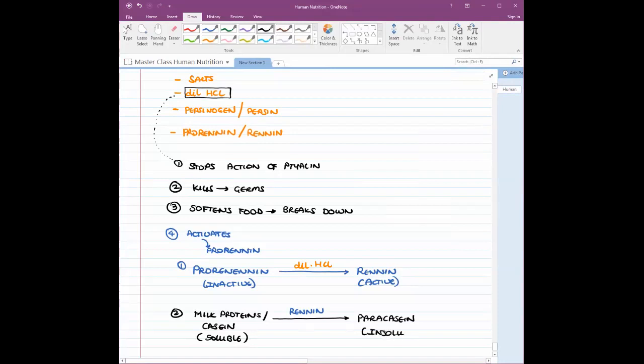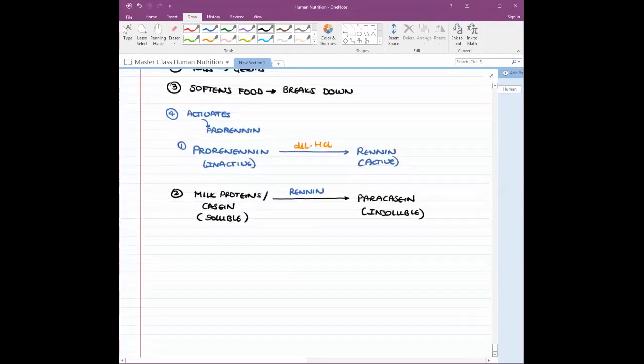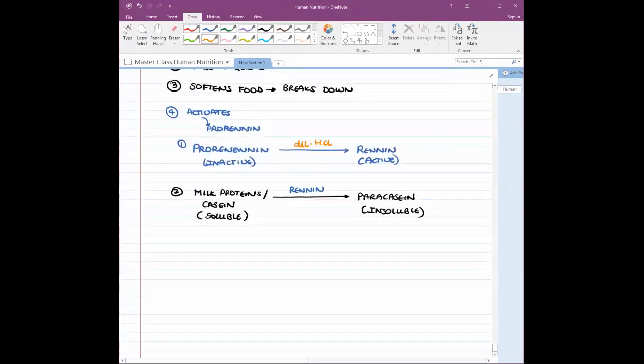But what are these, guys? These are nothing but your proteins only. Whether it is milk protein or paracasein, it is also protein. But now this can be acted upon by your pepsin. Let's try to see what happens next. The next thing is, guys, just like how it activated your prorenin, in the same way it activates your pepsinogen.